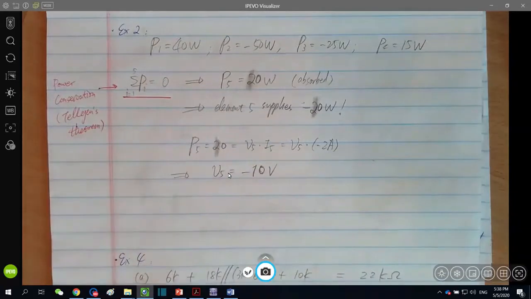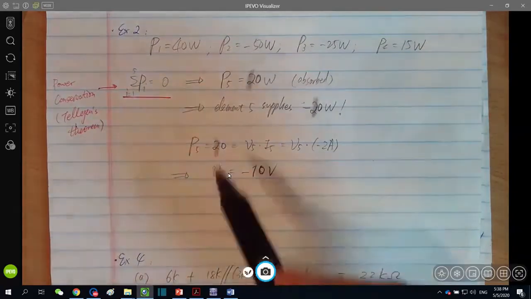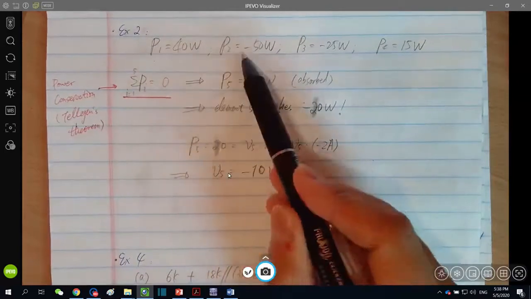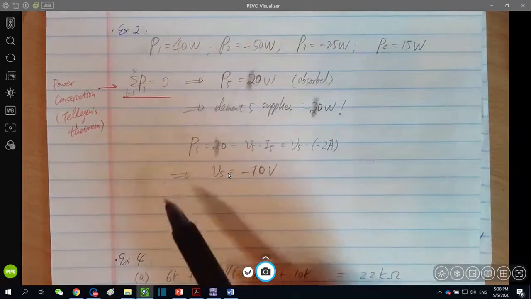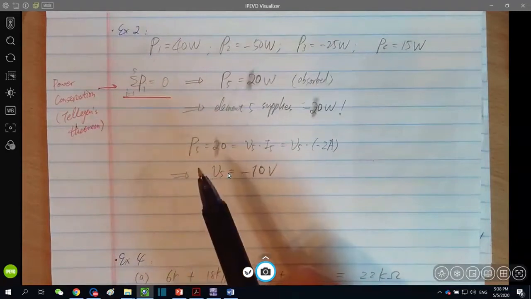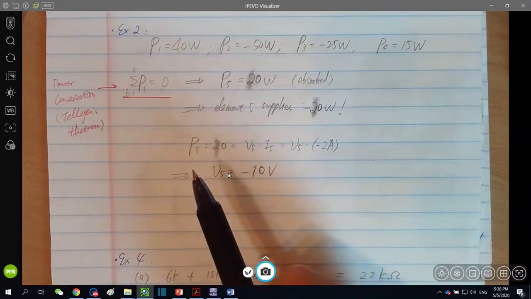And by reading the problem further, we should come up with these 4 results. Okay? Because the description in the example is not telling you the sign of the power.